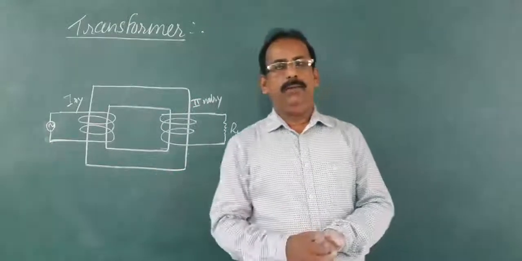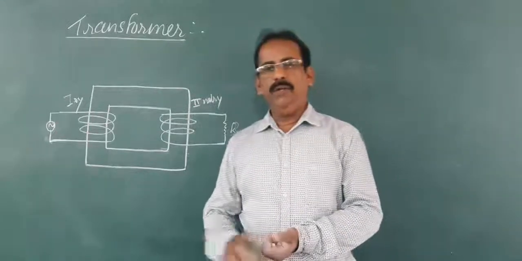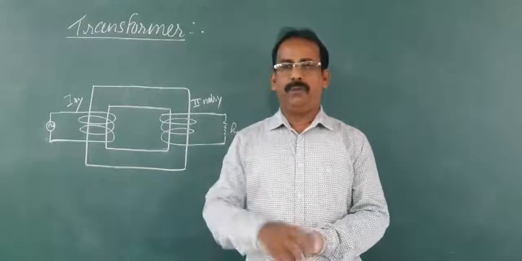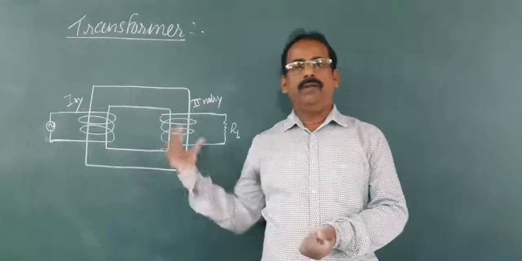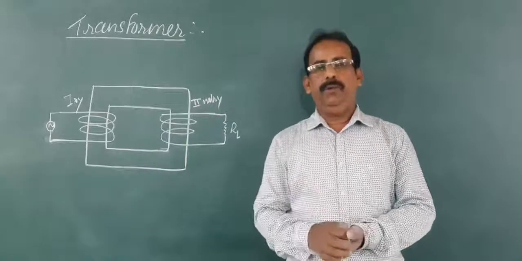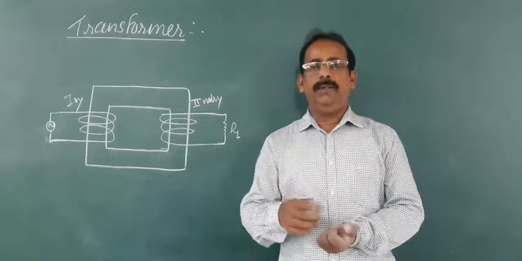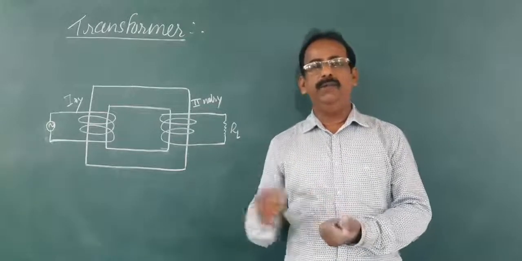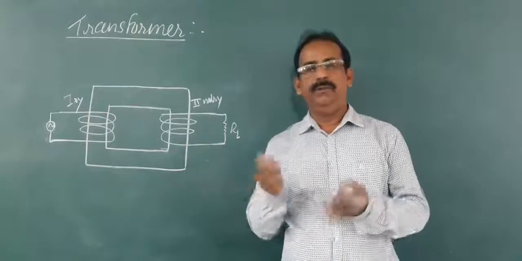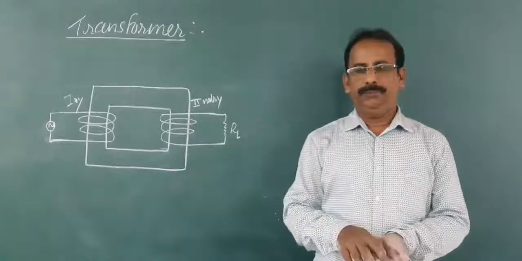Across one coil, a source of alternating EMF is connected, meaning alternating current is allowed to pass through one coil, which is called the primary coil. And across the second coil, equipment where there is a need of high alternating EMF or low alternating EMF is connected. We have denoted this equipment by RL, which is the load resistor. This is our secondary coil.